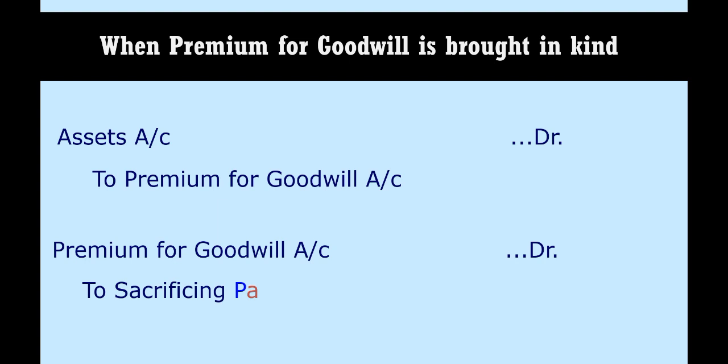Then next, when premium for goodwill is brought in kind. Now, partner is not bringing cash but is bringing some asset for his goodwill. So, asset account debit and rest of the entries will be same: premium for goodwill account debit to sacrificing partners' capital or current accounts. Understood?